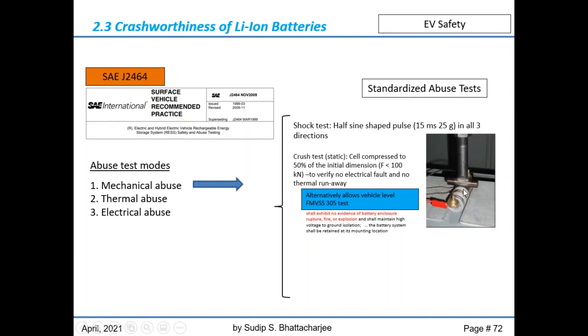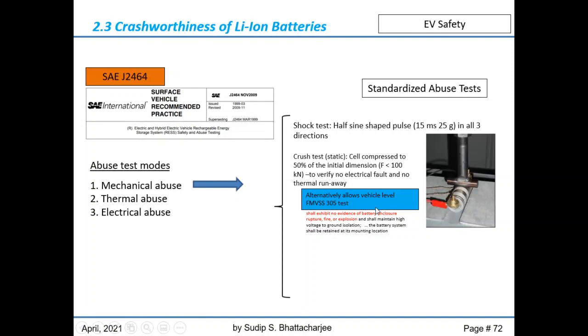The cell is compressed, as you're seeing in the picture, up to 50% of its initial dimension with a force of less than 100 kilonewton, and the test verifies no electrical fault or thermal runaway event occurs in the battery system after it is compressed statically to 50% of its initial dimension.